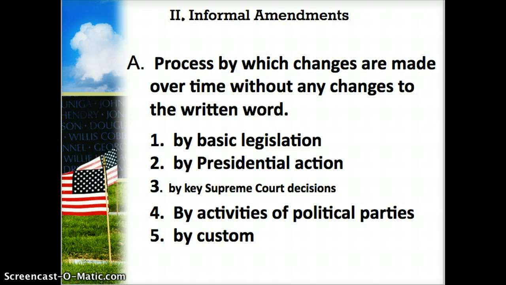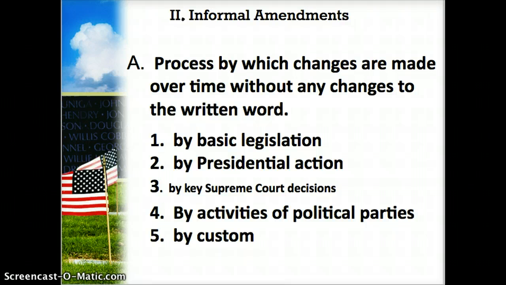So we've looked at how we formally amend the Constitution. We've done it 27 times. Formally, officially, constitutionally, according to Article 5 of the Constitution. However, the reality is that we informally, unofficially amend the Constitution almost on a daily basis. We do it in 5 ways. And basically what's happening is changes are made to the Constitution over time without actually changing the written word.